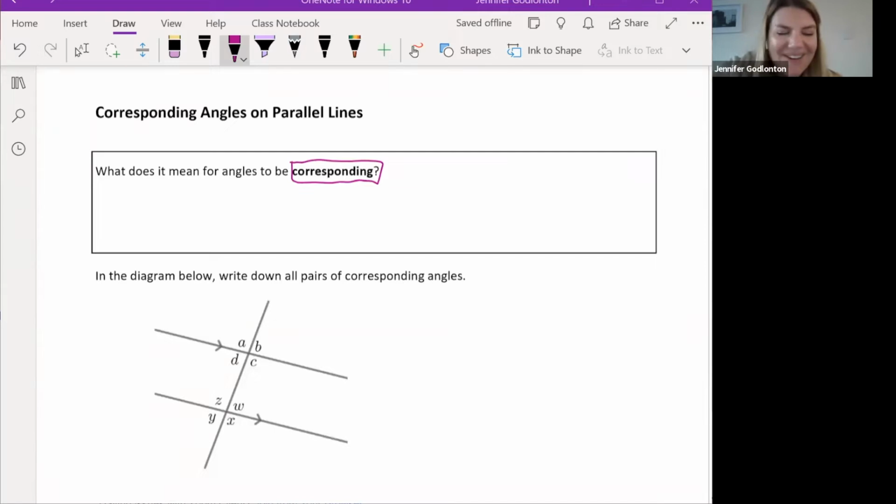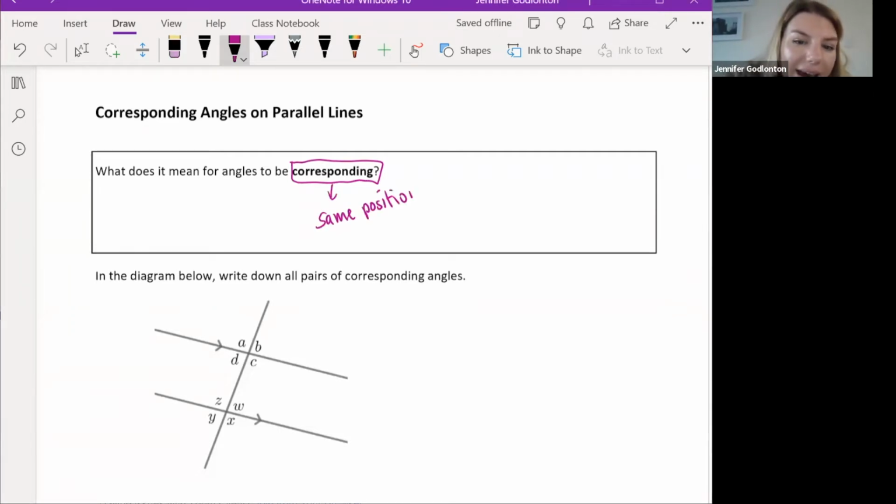Amber, can you help me out? I don't know how to put this in an English form. No, that's fine. The way we do it at school is we use the letter F. Good. We're definitely going to use the letter F. So, for example, C and X will be corresponding. Why are they corresponding though? They're underneath the parallel lines. So that's kind of what it means. Corresponding means that they are in the same position.